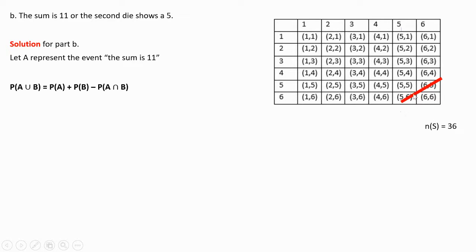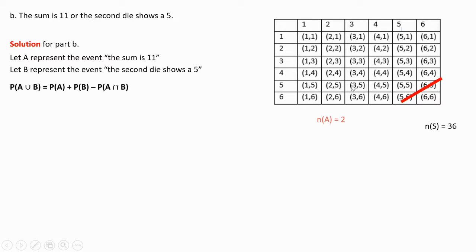Right, so for event A, for the sum to be 11, it can only be a 5, 6 or a 6, 5. So there's only going to be 2. Now, let B represent the event that the second die shows a 5. So this is my first die, and my second die is here. My second die is a 5. You see, the second die is a 5.